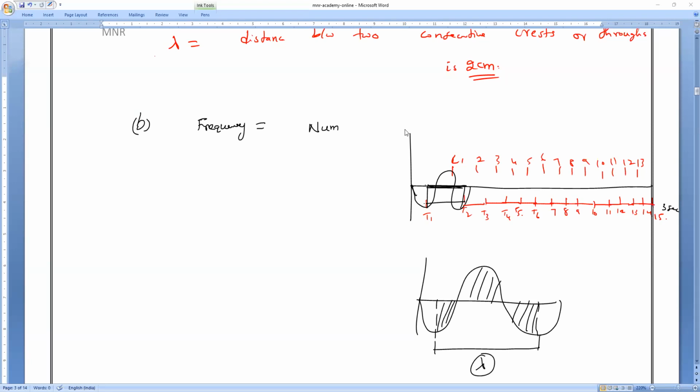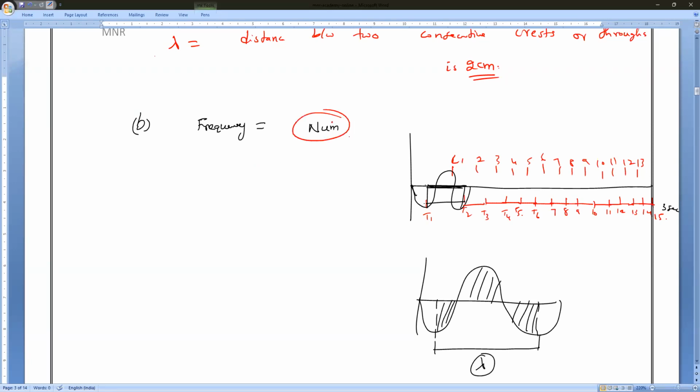So 14 waves, what is the frequency? 14 waves per 3 seconds. Then frequency is equal to what? Frequency means the number of waves per how many seconds? One. The number of waves per 1 second.